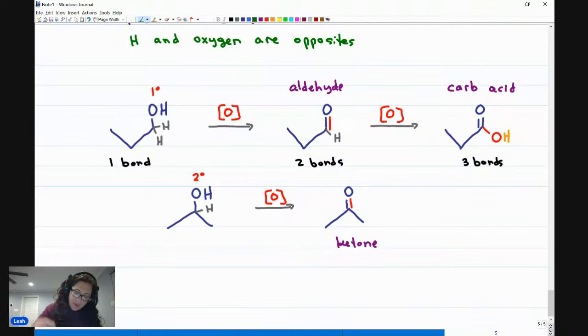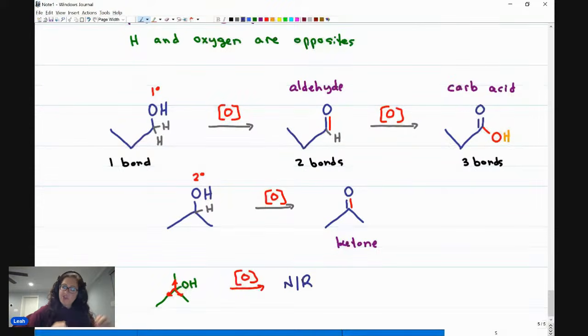The last type of alcohol that we had looked at is a tertiary alcohol, and that is an oxygen sitting on a carbon that has 3 bonds to carbon. Notice that the tertiary alcohol does not have any hydrogens to remove. I cannot remove them, and that means if I try to do an oxidation reaction, I will get nothing. No reaction, because there is no hydrogen to remove. I have nothing that I can react here.